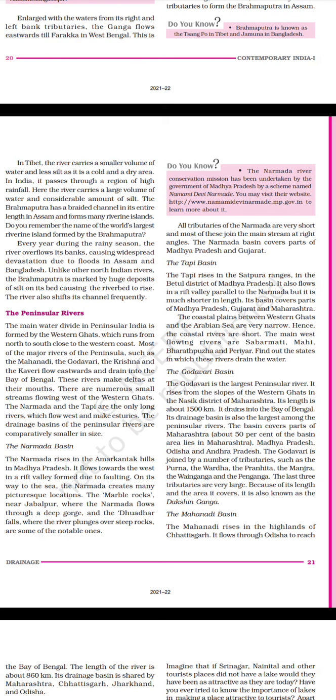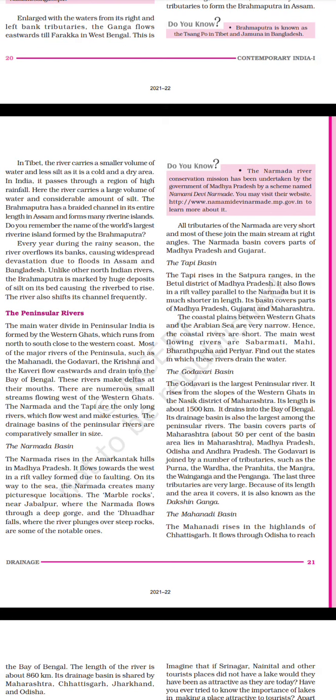The coastal plains between Western Ghats and the Arabian Sea are very narrow, hence, the coastal rivers are short. The main west flowing rivers are Sabarmati, Mahi, Bharat, Bharatpusha, and Periyar. Find out the states in which these rivers drain the water.